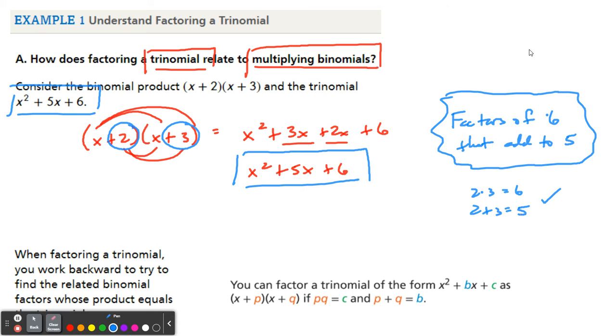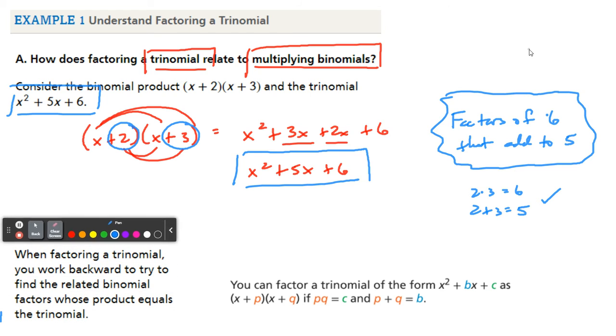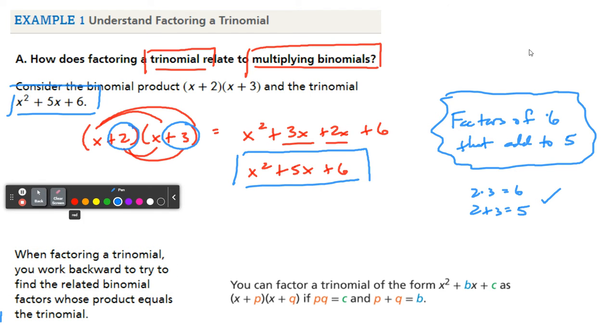This is what we're going to be doing, but we're going to be doing it backwards. We're going to be given the trinomial and have to come up with these 2 factors. Okay, and that's our idea today, and the rest of the chapter, the rest of the topic. So again, when factoring a trinomial, you're going to work backwards to find those 2 binomials.